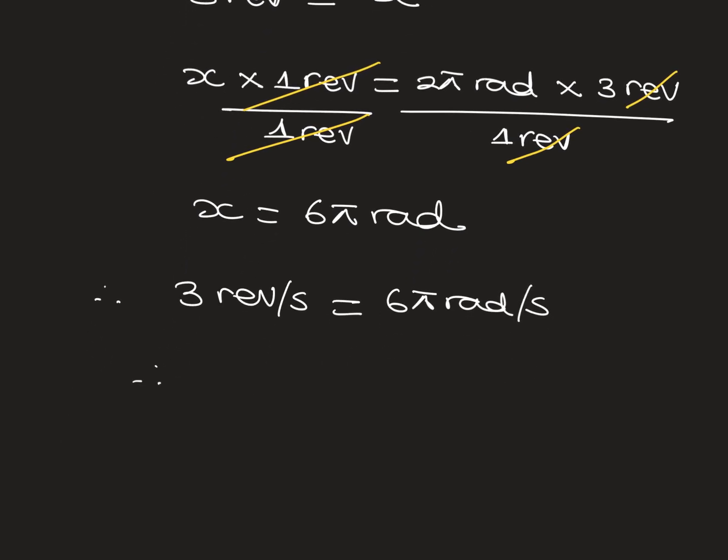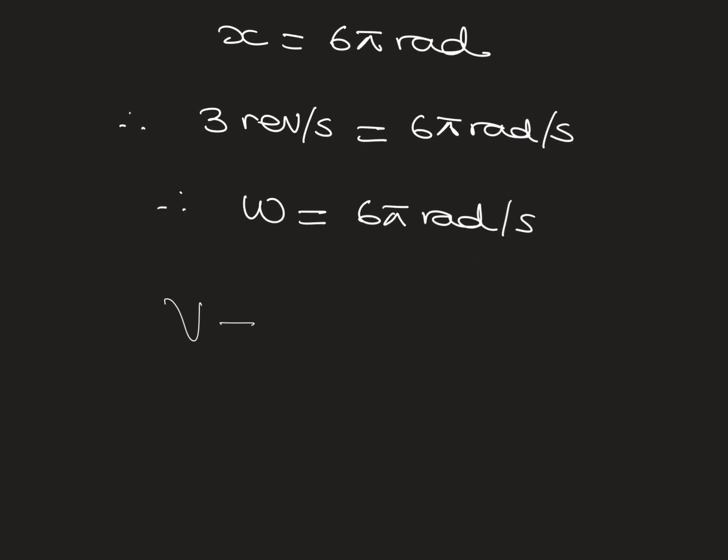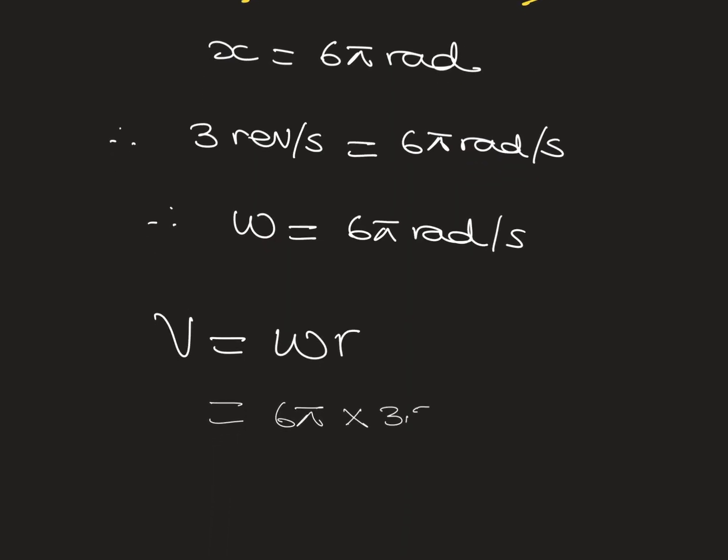Now it means the angular velocity is equal to 6 pi radians per second. So if that is known, knowing that v is equal to omega r, what is the angular velocity in radians per second? It is 6 pi radians per second. So that is going to be multiplied by the radius, which is 3.5 meters. So 6 times 3.5 is going to be 21 pi meters per second.